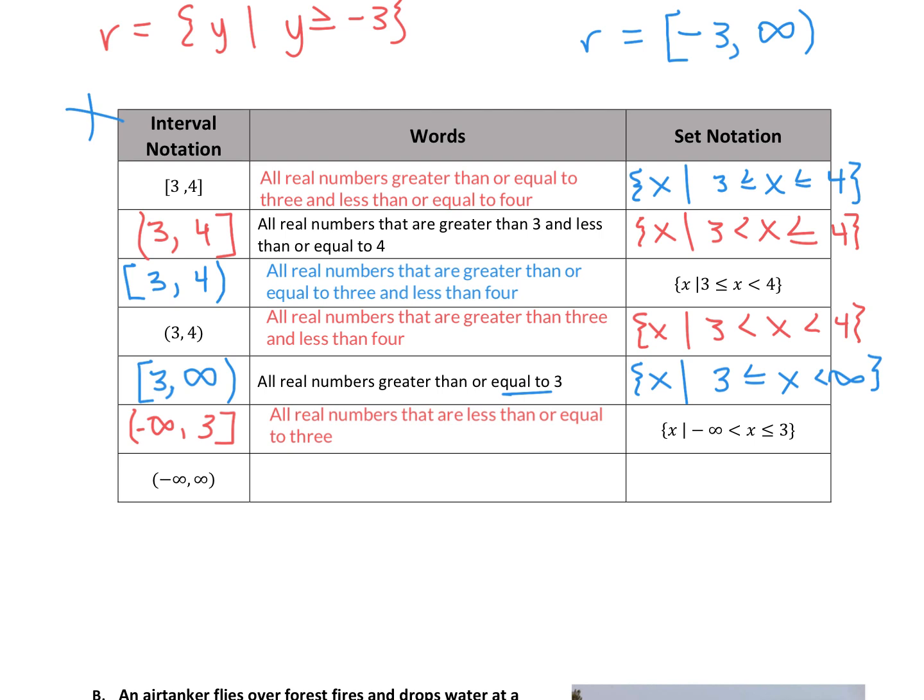All right, then we got our last one. This one, from negative infinity all the way to positive infinity, that's all of the numbers. So when we have to write it in words, that's just all real numbers. I'll just write it out. And then in our interval notation or our set notation, it's the set of all x's such that negative infinity is less than x, which is less than positive infinity.